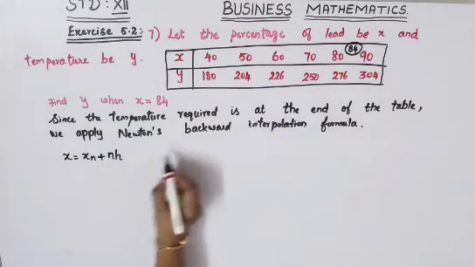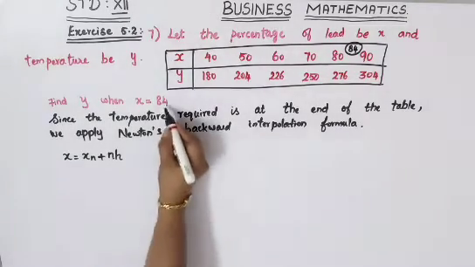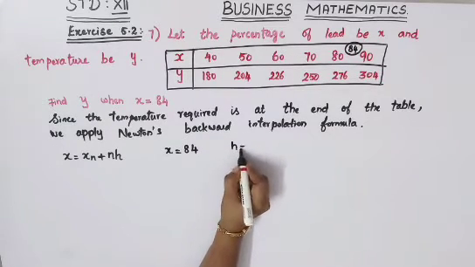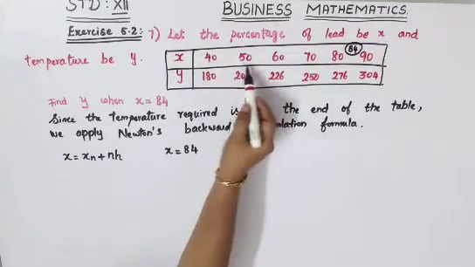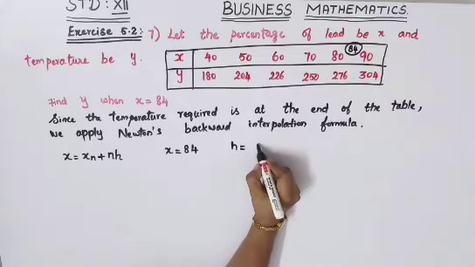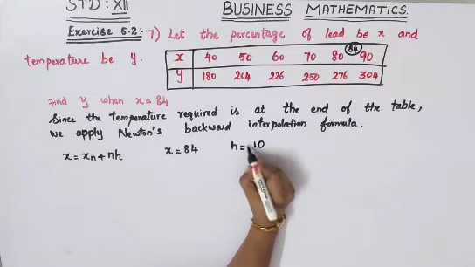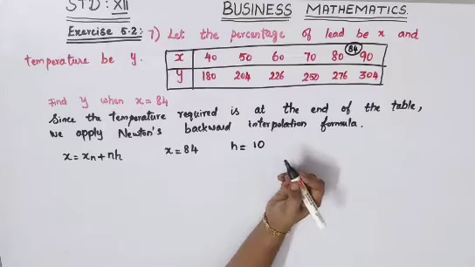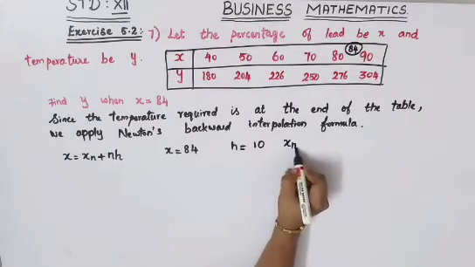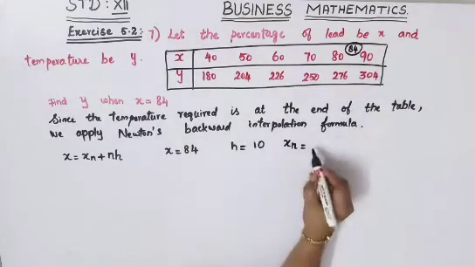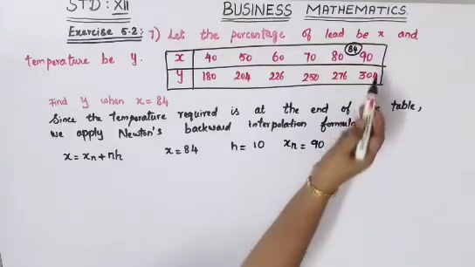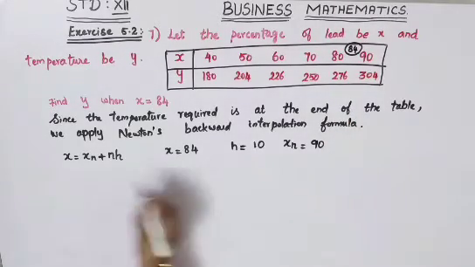Your x is equal to, here it is given 84, and your h is equal to the difference between both the values, that is 50, 40, everything is there, so the difference will be 10. So h is equal to 10. Then your xn is your last value, that is 90. X naught means first value, so xn means last value. So just substitute all these values here.